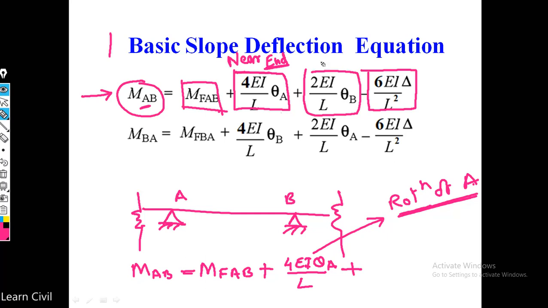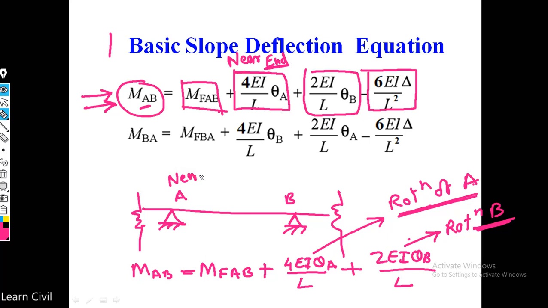Plus this 2 EI theta B upon L. You can see this 2 EI theta B upon L is the moment which is developed due to rotation of joint B. Now for this MAB, the joint B is the far end. This is the near end, and this is the far end. For AB, this will be the far end.